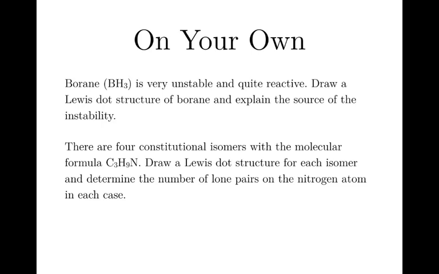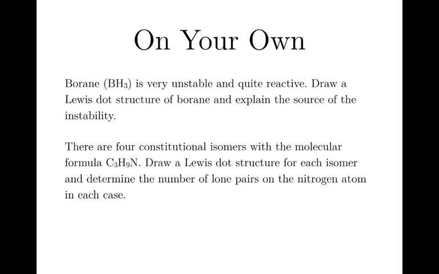There are 4 constitutional isomers with the molecular formula C3H9N. Constitutional isomers are essentially compounds with different rearrangements of the atoms, but the same total number of valence electrons and atoms. Draw a Lewis dot structure for each isomer, and determine the number of lone pairs on the nitrogen atom for each case. So feel free to pause the video for a couple minutes and then hit play and see if you get the same answer as I did.